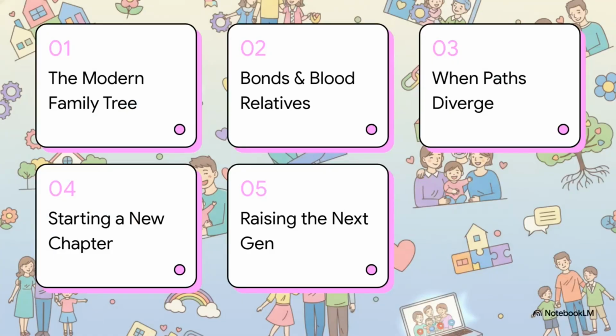So here's our game plan. We're going to follow the whole life cycle of a family through its language. We'll start with the family tree, and then we'll dig into what those relationships are actually like. We'll also touch on some of the tough stuff, when paths split apart, before we get to the really happy parts, new beginnings, and finally, raising the next generation.